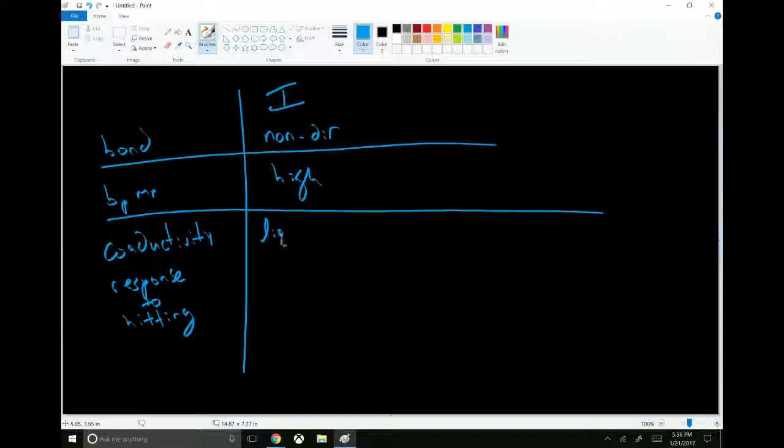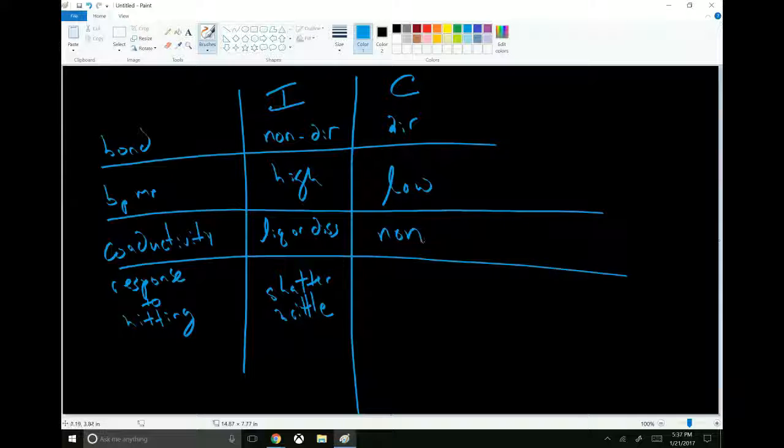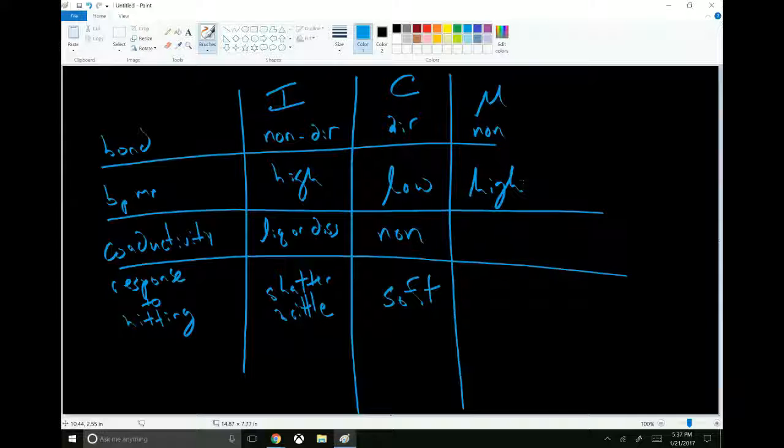Conductivity, liquid or dissolved, and response to being hit is it shatters. It is brittle. Then you have your covalent compounds, which have directional bonds, low melting and boiling point, non-conductive, and soft. Finally, you have our metallic compounds, which again are non-directional, with high melting and boiling points. Yes, they are conductive, and they are malleable. Okay? They can be handled in that way.